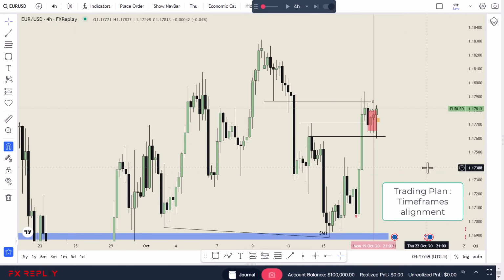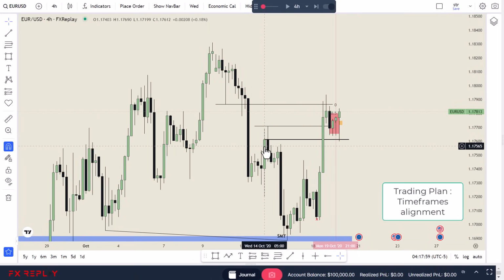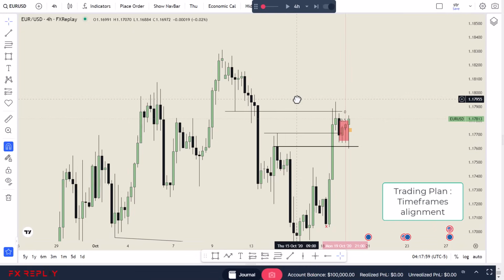On the 4-hour time frame, we closed above this breaker block, right? And then we come back to it. Before we came back to it, we were accumulating orders, right? And then we have seen a manipulation into that order block, right? And this fair value gap. And now we want to see that distribution phase, right?